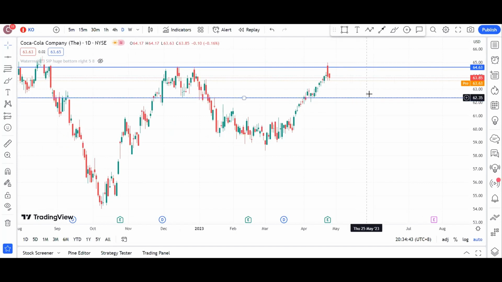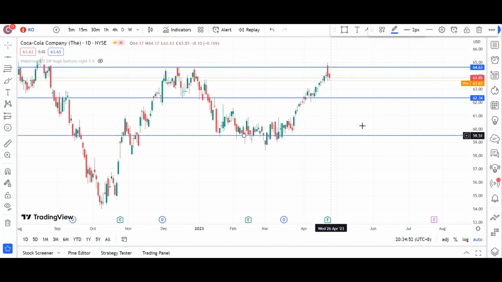But if it fails to hold, then there is a chance that the next price level they may hit would be around 59.5 to 60 price range. That's for Coca-Cola.